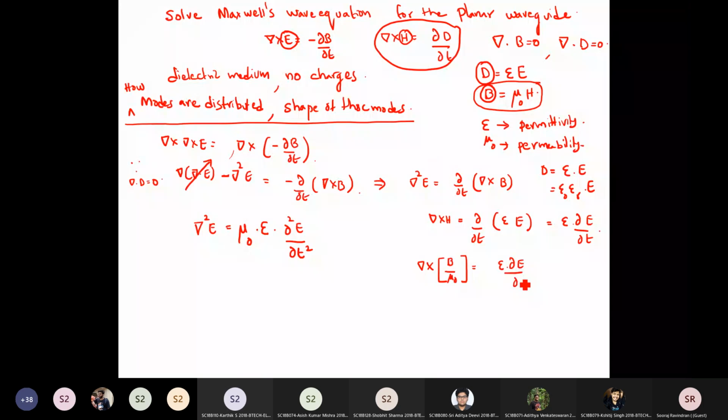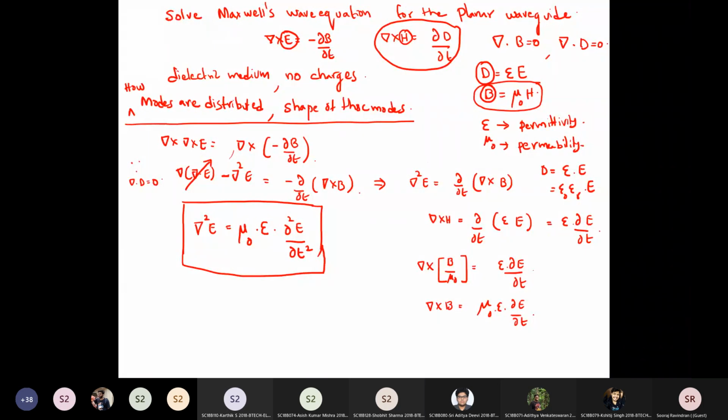Or in other words, del cross B becomes mu naught into epsilon into dou E by dou T. So I'm going to substitute this del cross B with this one. And since mu naught and epsilon are not going to change with respect to time, because we are assuming it's a constant dielectric, the time derivative can be attributed only to the electric field vector, which makes it mu naught into epsilon into dou square E by dou T square. So you get this relationship. I hope all of you are clear with this. Any questions?